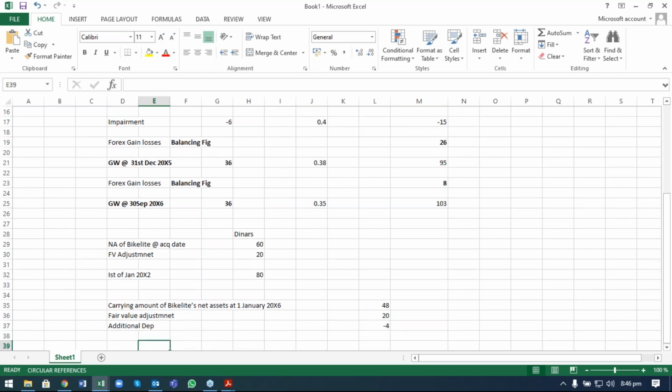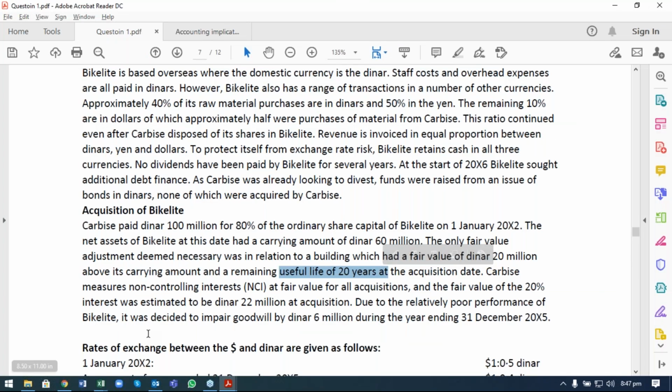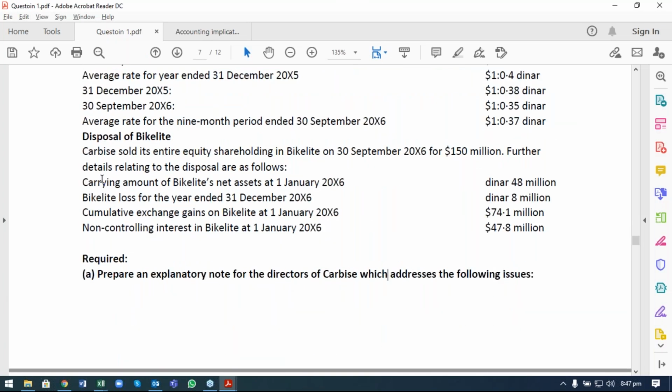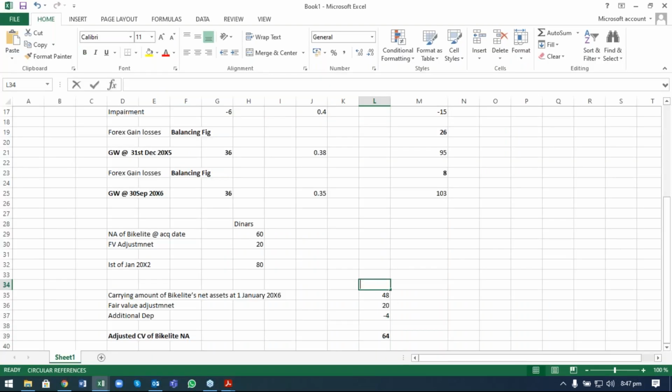So the adjusted carrying value of Bakelite net assets should be given as this total. You can sum it up. So it's 64 million. Is it clear? But this was mentioned in dinar. I believe we have this data available in dinar. You can see carrying value of Bakelite net assets, it's 48 million dinars. So we have calculated all these values in dinar millions.